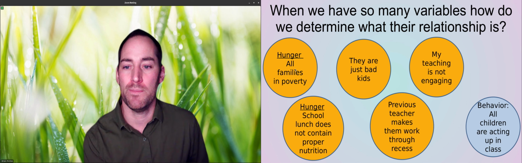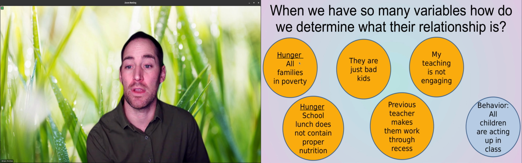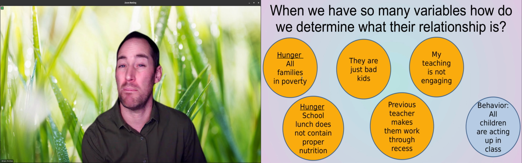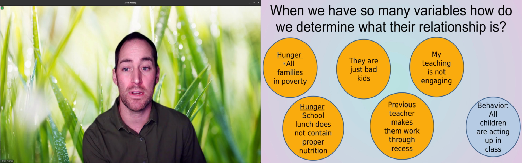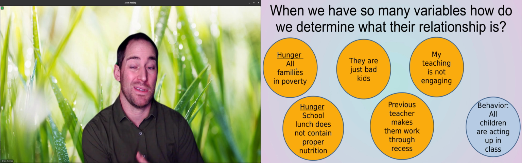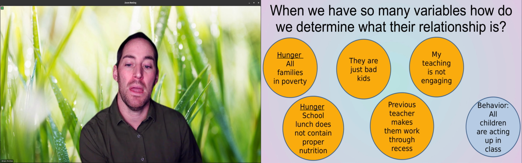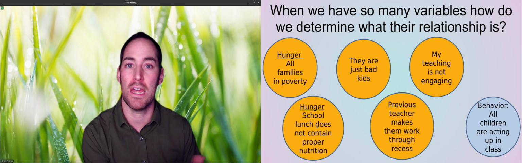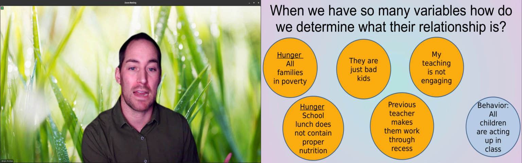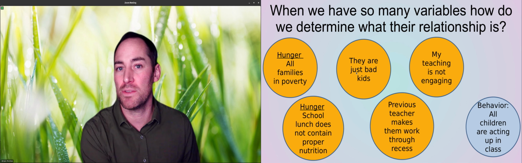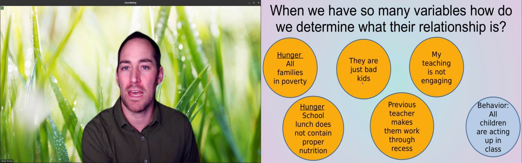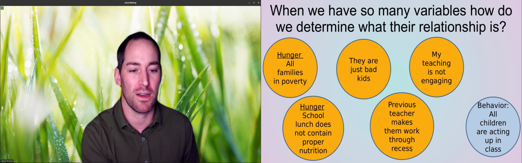So we go to theory to make hypotheses, maybe come up with some of our own ideas. So one suggestion, maybe the kids are hungry. Maybe I am in an area and almost all my students are in poverty, so they're hungry when they come to school, and so they're acting up in class because they're just hungry. Maybe the school lunch doesn't contain proper nutrition, so another reason, maybe they're hungry, so they're acting up in class. Maybe they're just bad kids, right? Maybe that's the case. We should investigate, maybe that's the cause.